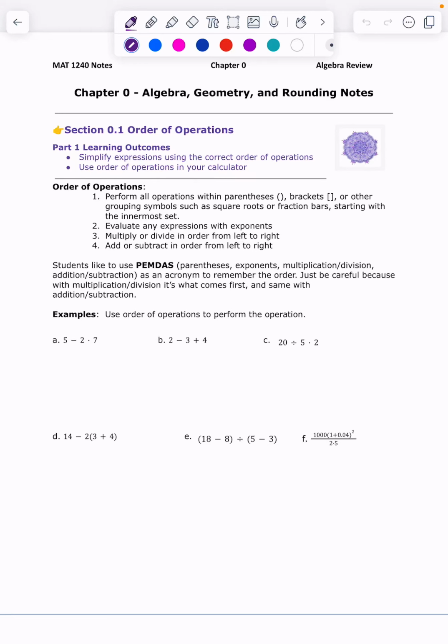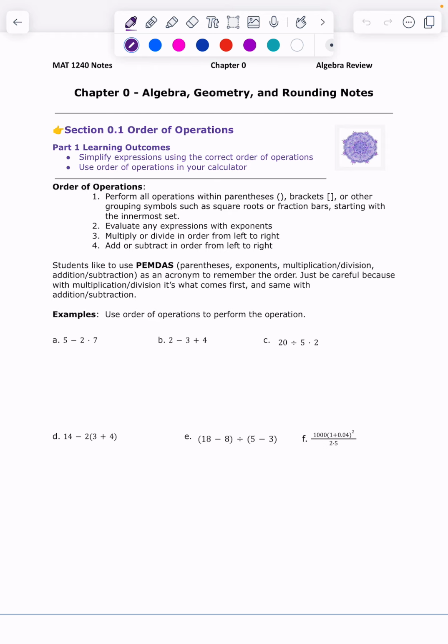do in this course is order of operations, because it's going to come up throughout the course when you're plugging numbers into formulas to make sure that you can put everything in correctly and get the correct answer.